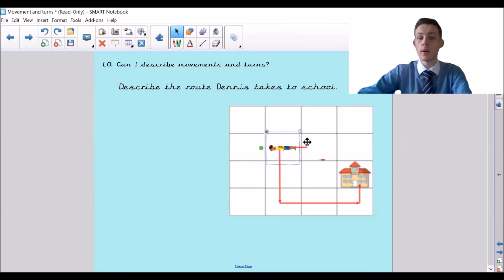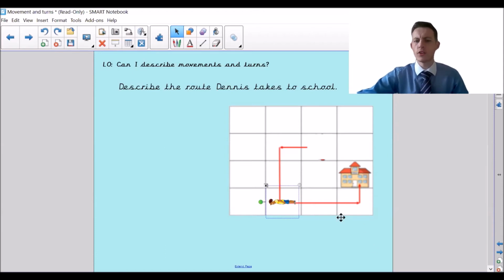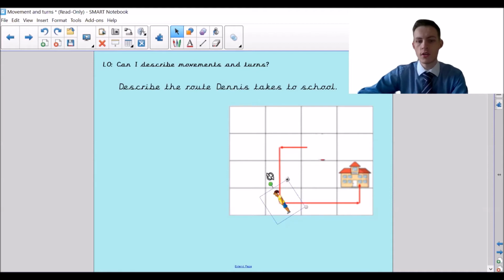So now that we're facing in the right direction, we need to continue to follow our red line and find out how many squares we need to move forward. So looking down, we need to move him forward 1, 2 squares. So Dennis moves 2 squares forward.